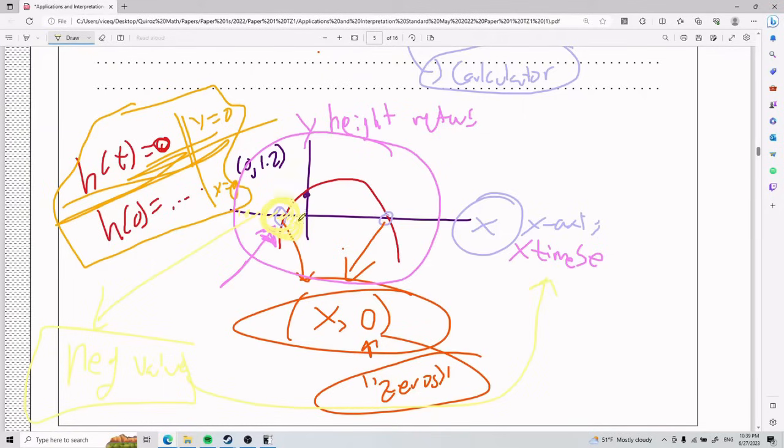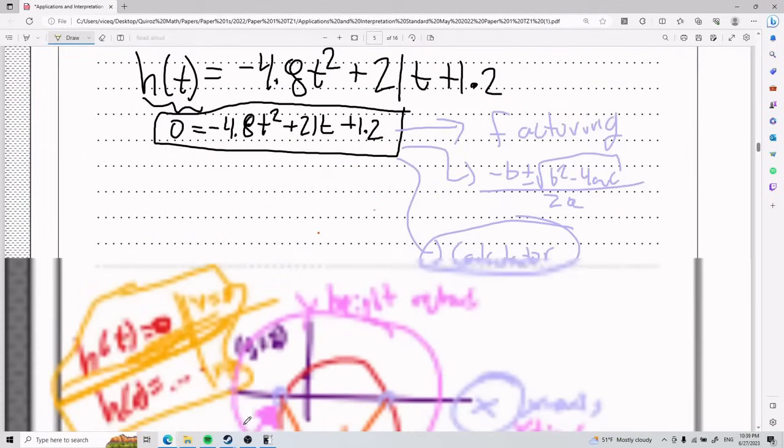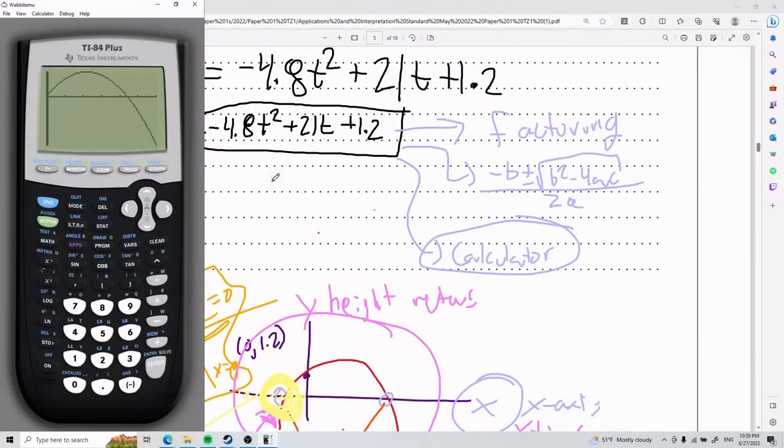This negative value, this 0, is not a valid solution because of the context. It exists in my parabola, but given the context of a ball getting hit by a bat and when it lands, negative time makes no sense. So it is okay that my calculator shows the 0 on the right side, because I do not care about the 0 on the left side. Why? Because of the context. I only care about time values that actually make sense.